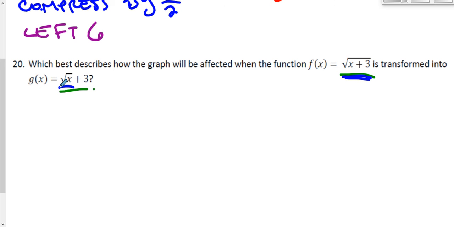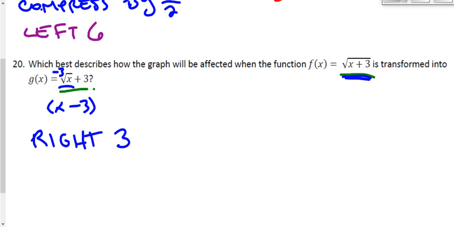So to make that plus 3 from the radical disappear, I must have subtracted 3 inside the radical with x. So that means that whatever I had inside the radical, I did a minus 3. And if there was a minus 3 inside the parentheses, remember that moves us to the right. That's opposite of what we might think at first. So we've gone to the right 3 spaces.